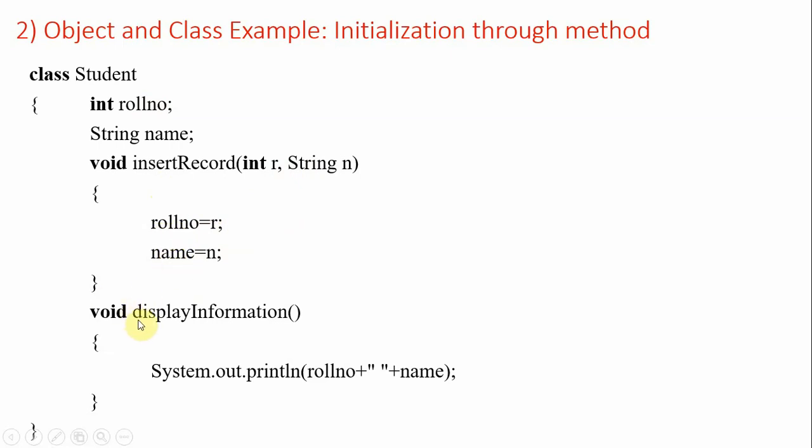The next, we can take one more method, void displayInformation, with System.out.println. We are printing the roll number, and as before, in double quotes, plus the name. Like that we define it now. That is also possible like this: roll number plus roll number we are going to print, as well as the name. So two System.out.println statements, or two statements, can be combined here.